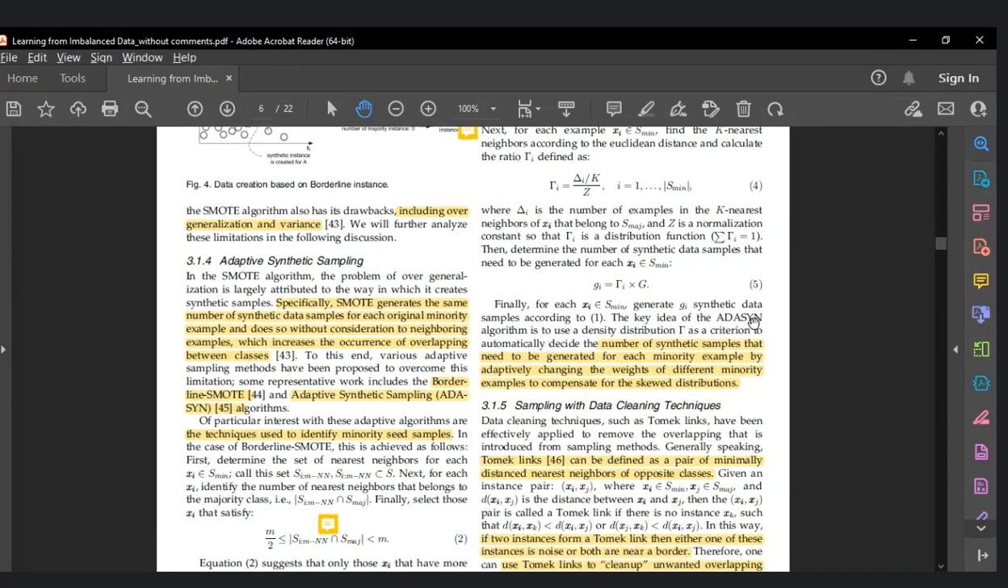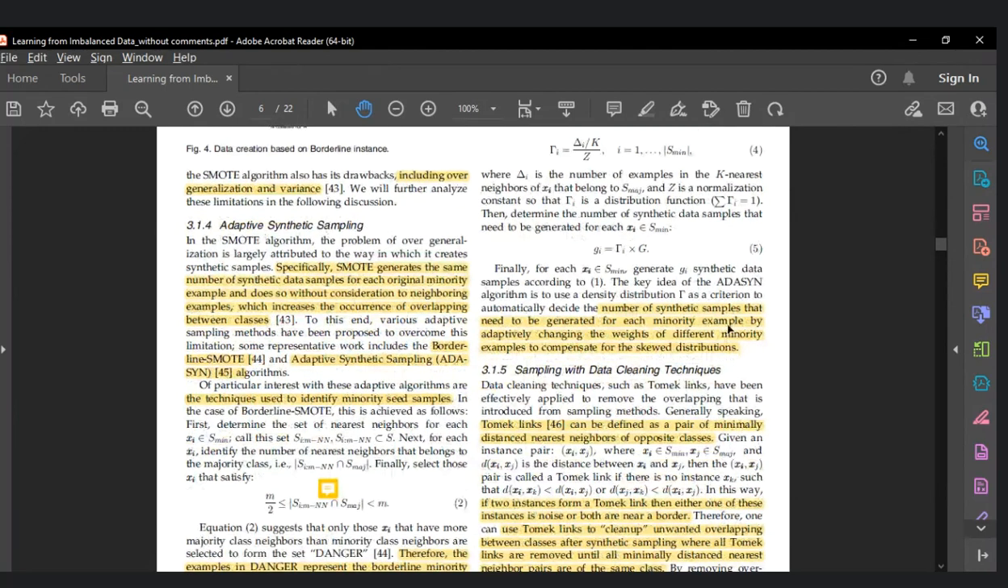And okay, so why is it done? Let's just read that. Sorry, I'm just going to read that quickly so I can explain it. So the key idea of the ADASYN algorithm is to use density distribution gamma as a criterion to automatically decide the number of synthetic samples that needs to be generated for each minority example by adaptively changing the weight. So it's basically trying to say that you can adaptively change that at each iteration, so that you don't have a one-sided distribution. You can have a very balanced distribution of majority and minority class.